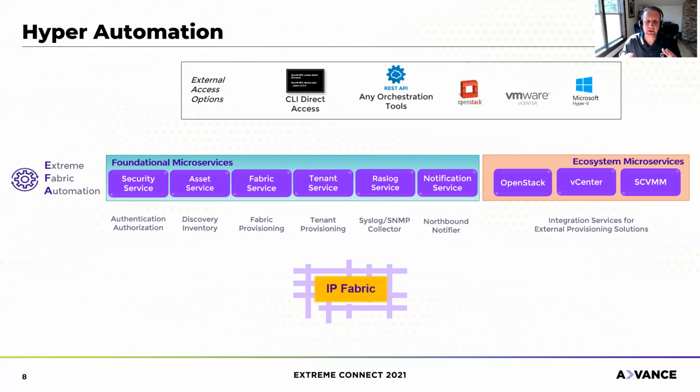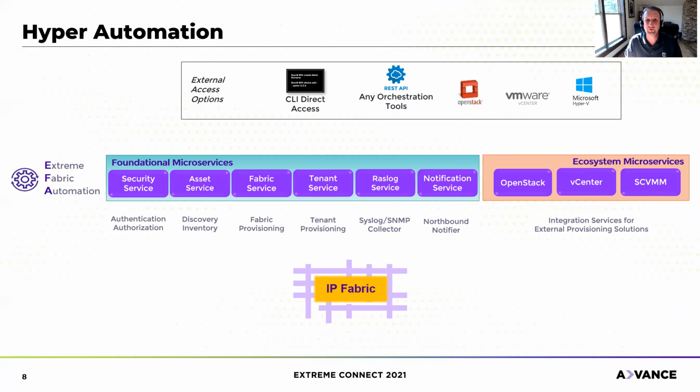So we have a lot of different access options. There is the CLI. There is an API gateway that sits inside of Extreme Fabric Automation, so any orchestration tool can use APIs to provision. And then, as mentioned, we have the ecosystem parts and pieces that integrate directly in. So you can see the foundational microservices. This is much more than just an automation tool, and so we will continue to advance the capabilities of this.